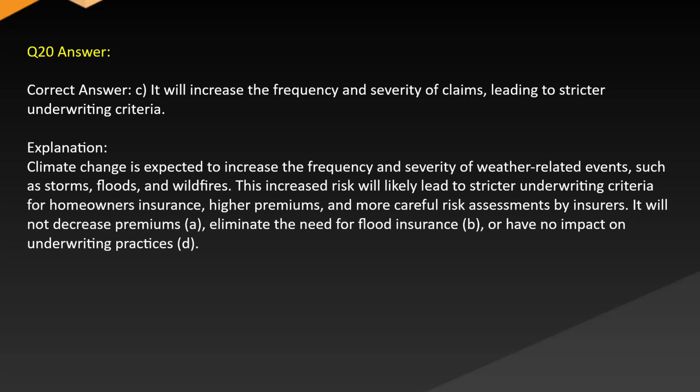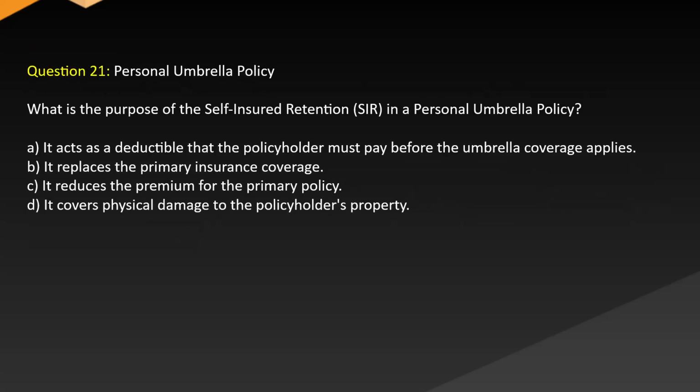Explanation. Climate change is expected to increase the frequency and severity of weather-related events, such as storms, floods, and wildfires. This increased risk will likely lead to stricter underwriting criteria for homeowners insurance, higher premiums, and more careful risk assessments by insurers. It will not decrease premiums, A. Eliminate the need for flood insurance, B. Or have no impact on underwriting practices, D. Question 21. Personal umbrella policy.